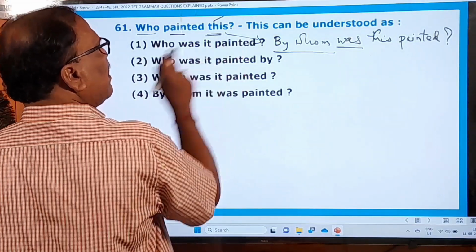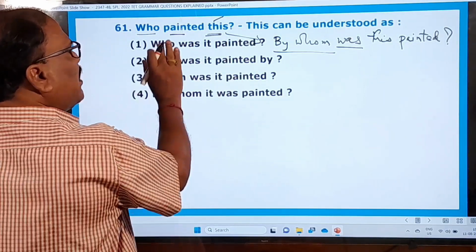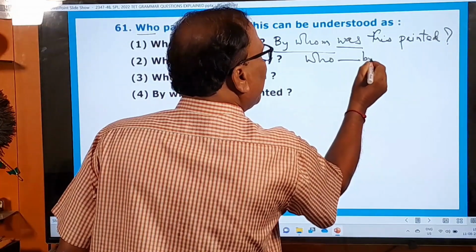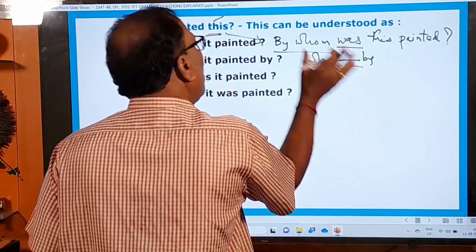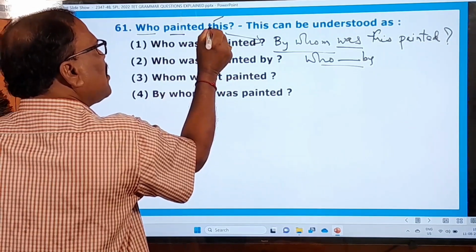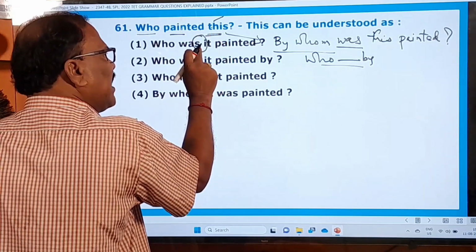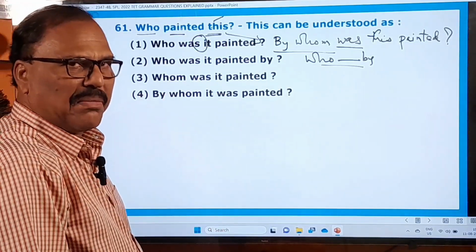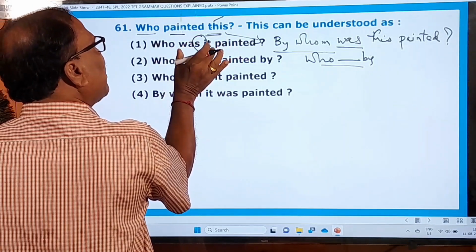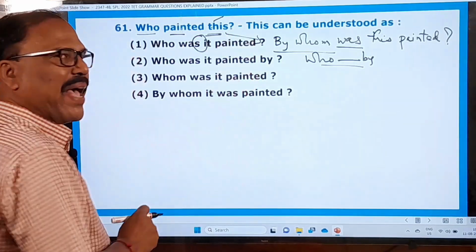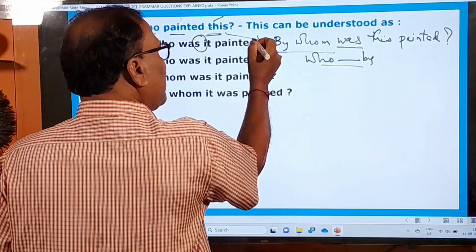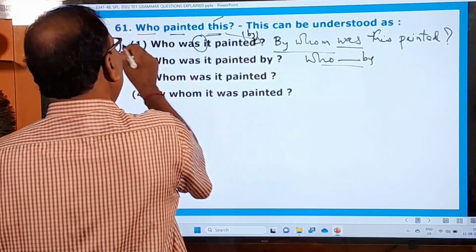Who was it painted is given. Here let me tell you one very important thing. By whom, you can also say who is by; this pattern can also be used to convey this in the passive voice. And here, who was it painted? Of course, the composer of this question has used it, so leave this matter. Okay, this is to some extent correct, but the very important feature of the passive voice is missing. What is it? By, the preposition. This by is missing, and that's why it is wrong.